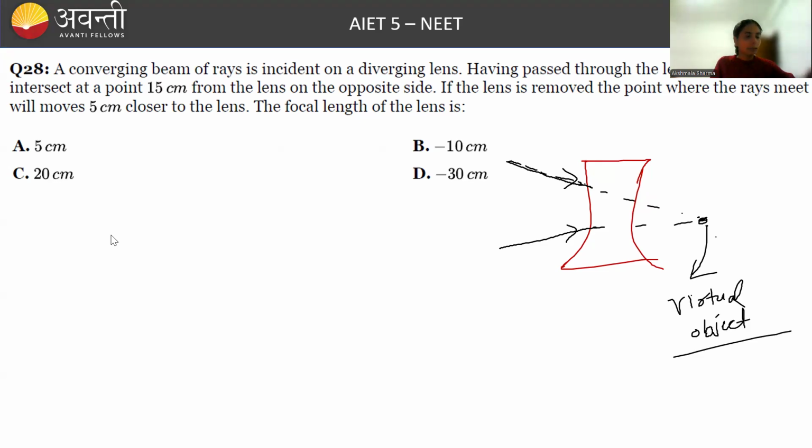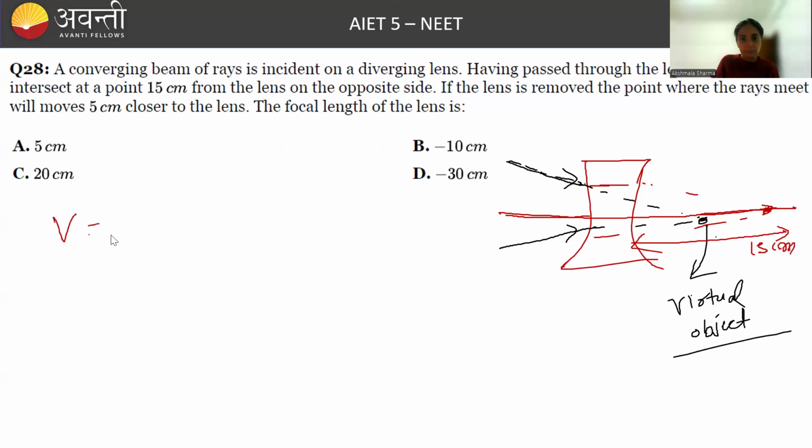Having passed through the lens, the rays intersect at a point 15 centimeter from the lens on the opposite side. When these rays pass through the lens, they actually intersect on the other side of the lens. Let's say this is the axis. So they get refracted and meet somewhere here, and this distance is given as 15 centimeter. So the image distance is given here, 15 centimeter. Object distance is not given. Let's see.